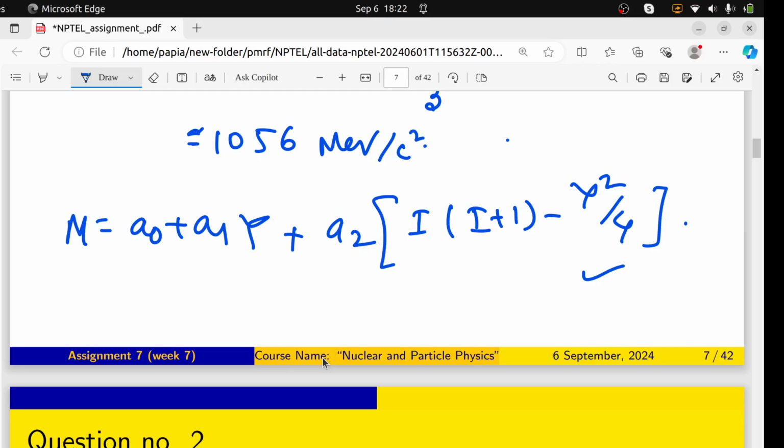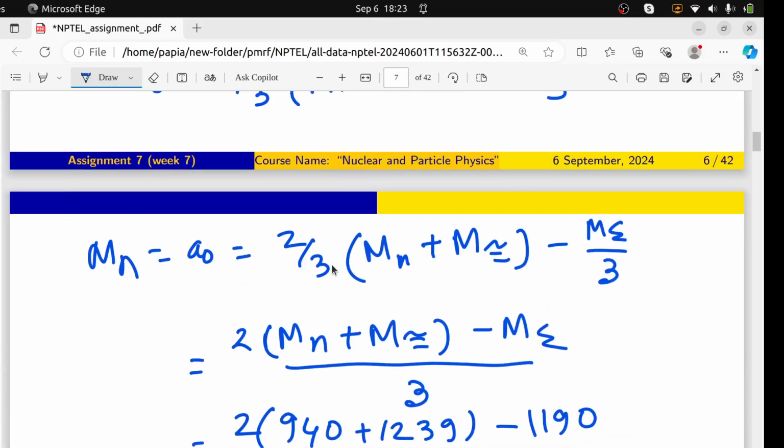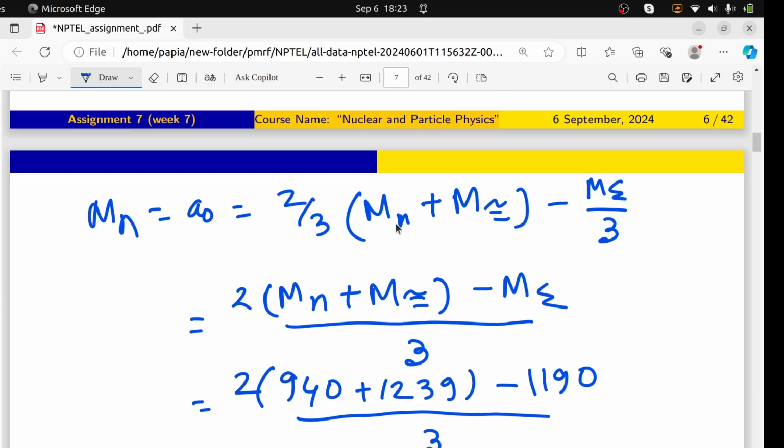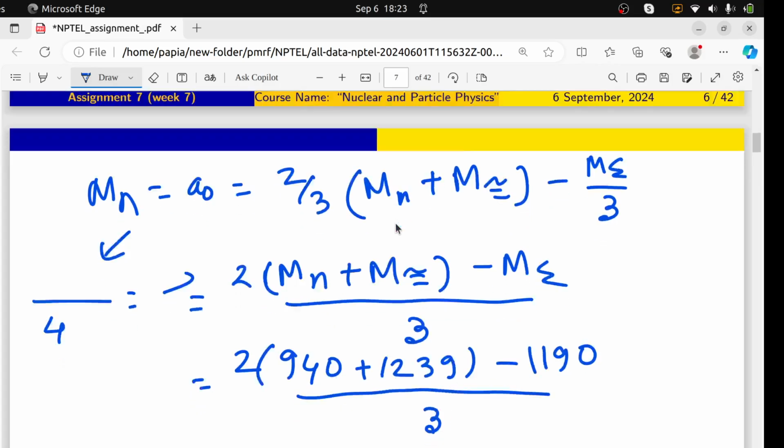Ma'am, can we use the Gell-Mann–Okubo equation directly? No, ma'am, the one you are talking about, not this one. I also have that expression, like m_N equals 2 by 3. It is a little bit modified, something divided by 4 equals something. Obviously the same expression is there, just a little modified version. You can use that, but actually how this expression comes from the main expression only.